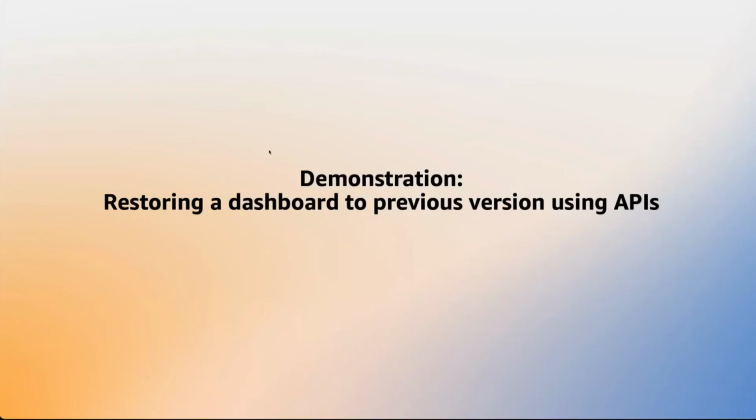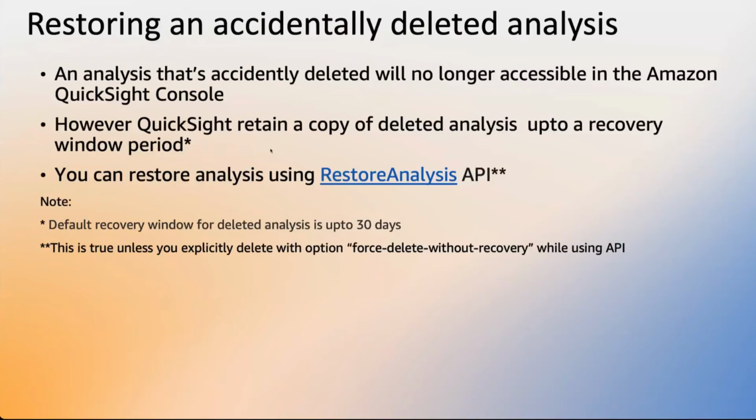Now assume that you are building an analysis and accidentally, in the console or through the API, some execution happened which has deleted your analysis. The good news is QuickSight will retain a copy of that analysis and you will be able to restore it. By default, it's retained up to 30 days, and there is a restore analysis API. If you are a BI author, you can request your admin to restore the analysis, and the admin can use the restore analysis API to restore it within the default 30-day window.